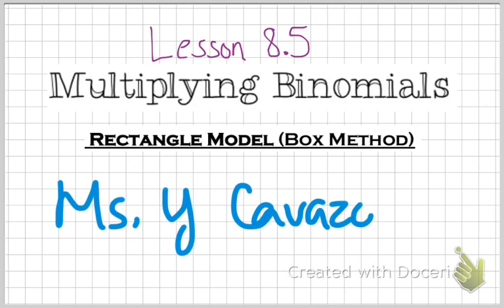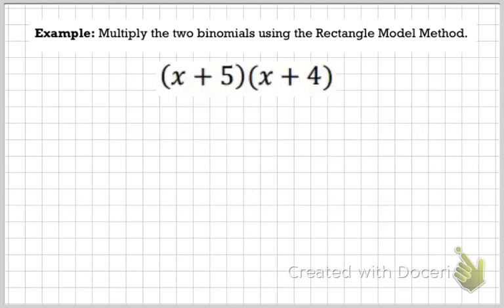Cavazos. So, rectangular model. Box method is easier and better to remember. Somehow it'll be catchier than rectangle model. One thing about the box method is you might have seen it in your biology class. So, you've seen how to multiply two binomials using the distributive method, using the FOIL method. Now you're going to learn how to use the box method.